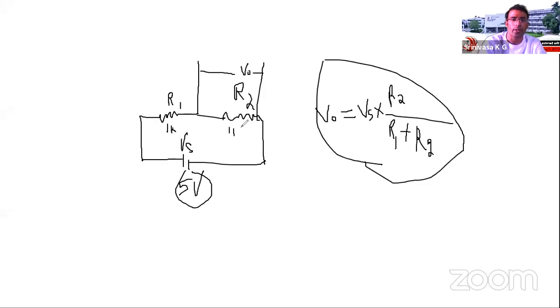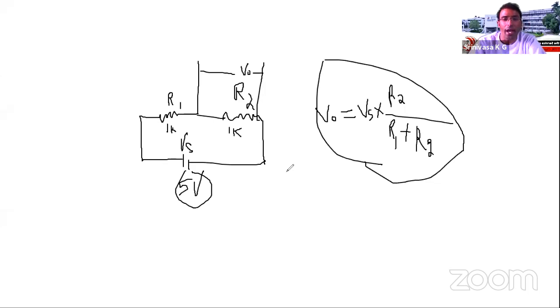Kindly respond to me with a comment: what will be the output voltage when we are giving a supply of 5 volt? 2.5 volt. Very good answer. So the output voltage will be 2.5 volt.